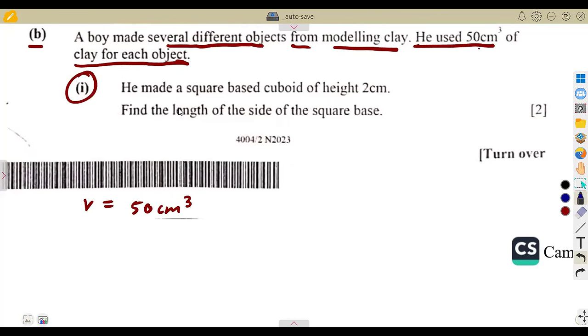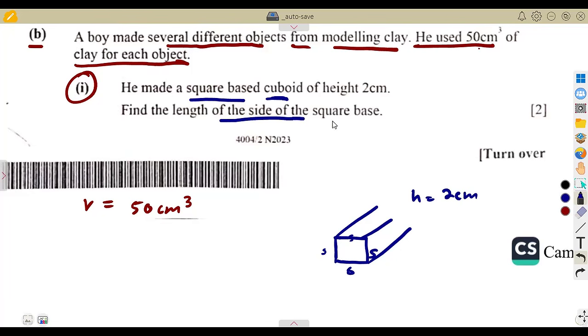Item 1, he made a square-based cuboid. A square-based, meaning to say on the base, it is a square where all the sides are the same, then taken to a certain height. So the question is that the height of this cuboid is given as 2 centimeters. Find the length of the side of the square base.